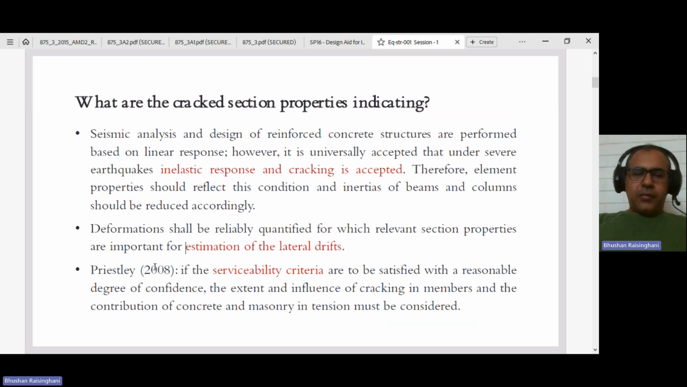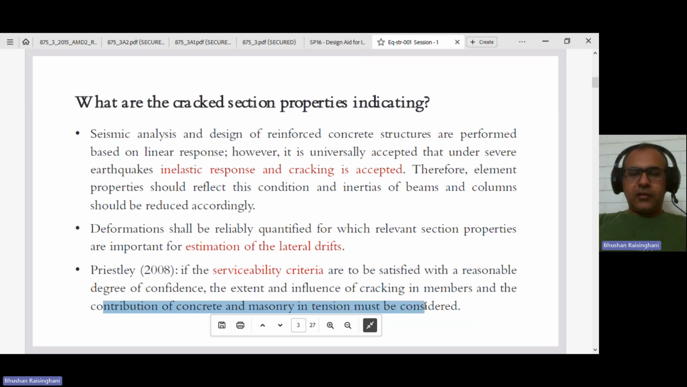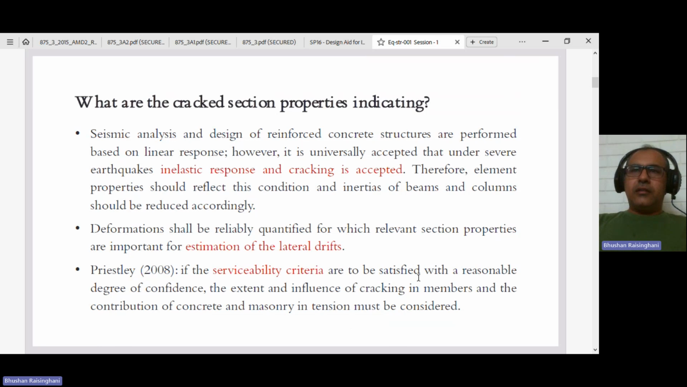In 2008, Nigel Priestley said that if the serviceability criteria are to be satisfied with a reasonable degree of confidence, the extent and influence of cracking in members and the contribution of concrete and masonry in tension must be considered. So if we want more confidence in serviceability criteria, how much cracking is happening and how much tension force is generated in the concrete, if estimated properly, you will get better clarity on the serviceability conditions.